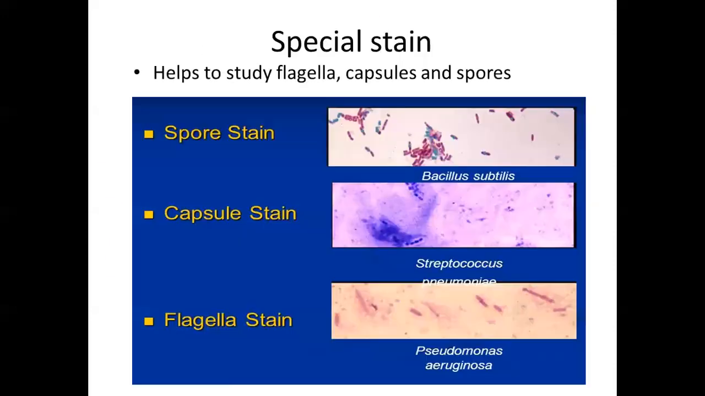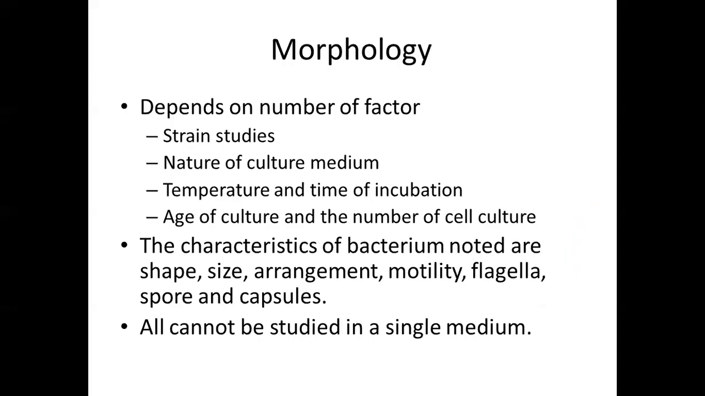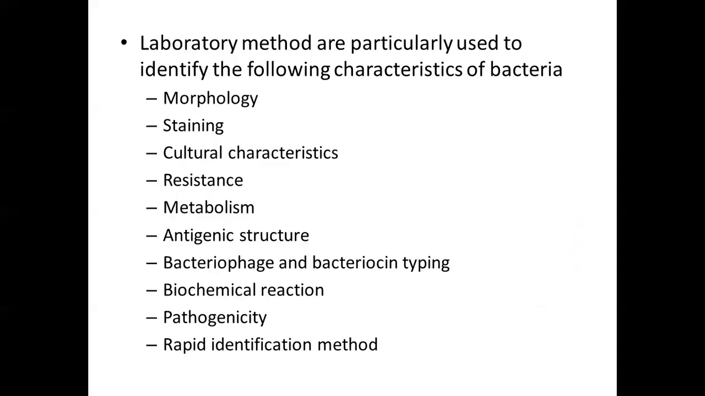microorganisms or bacteria. In today's class we saw the lab methods particularly used to identify the following characteristics of bacteria, for example morphology, size, shape, flagella, capsules and so on. Then staining, particularly used for gram positive, gram negative, acid fast and non-acid fast, and particularly for Corynebacterium diphtheriae. Then culture characteristics of the microorganism. Then resistance, to identify whether antibiotic resistance is present or not.